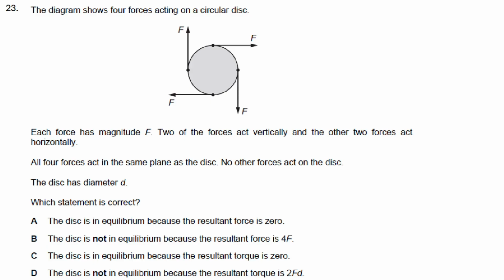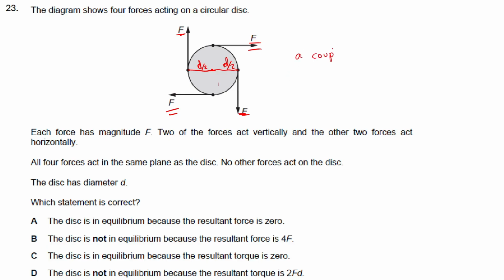Okay, so something we should know is that these are actually couples. This F and this F are couples, and these F's are couples because they go in opposite directions, and they have the same magnitude. So if we draw this, this is D, so each individual one is D over 2, or R.